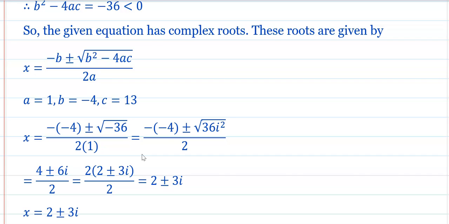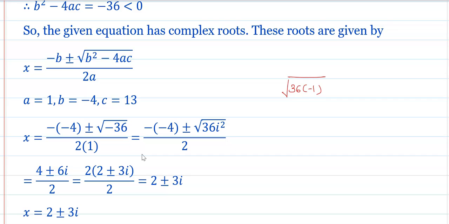Substitute the values. b is minus 4. Minus in bracket minus 4 plus or minus root of minus 36. Again, minus 36 can be written as 36 in bracket minus 1. Minus 1 means i square. This minus and minus will become plus. Root of 36i square means 6i. 4 plus or minus 6i upon 2.